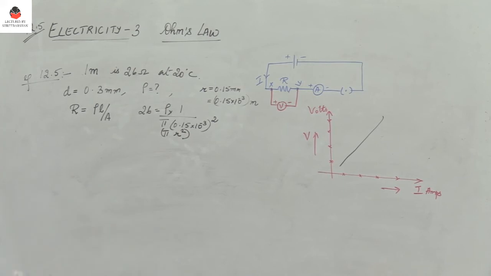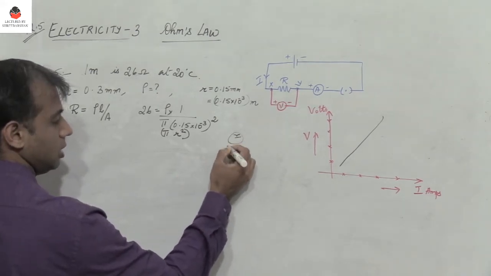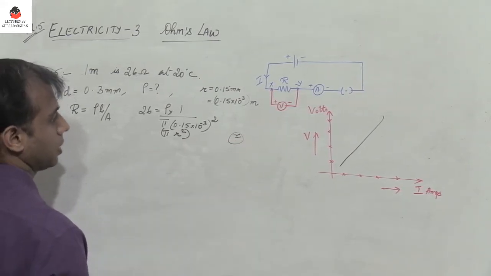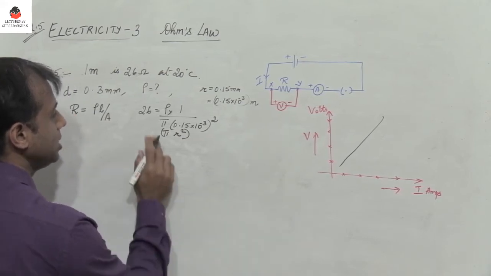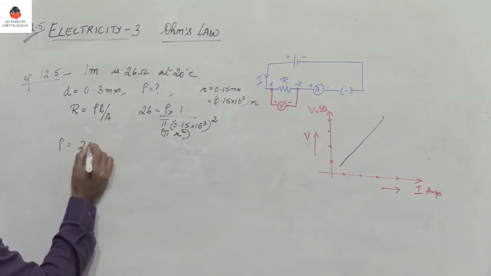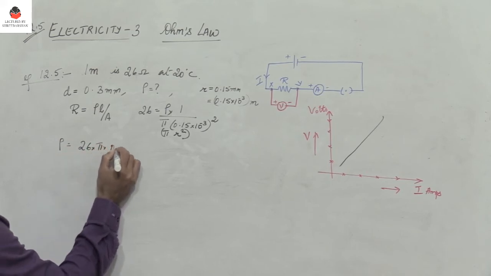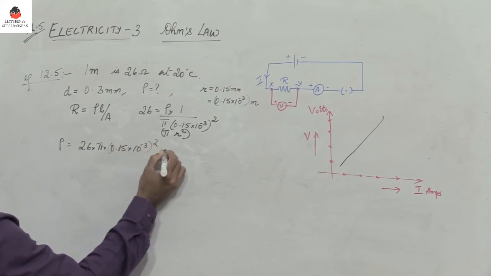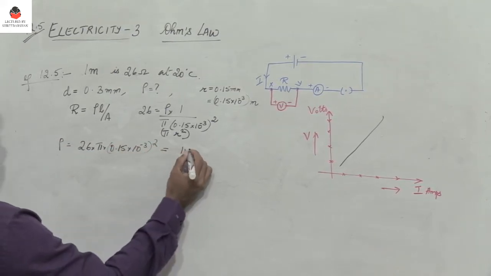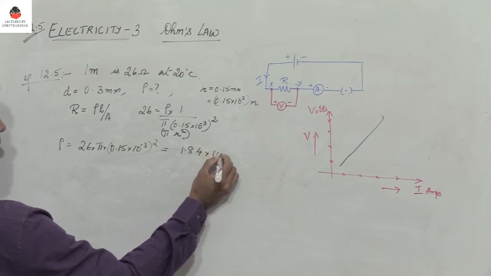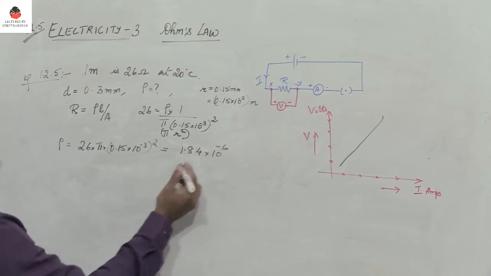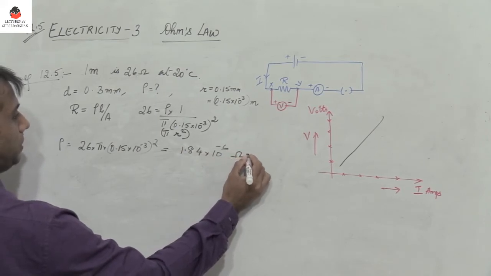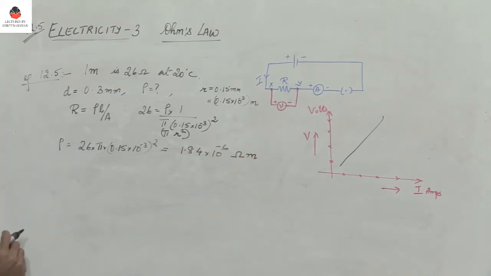So you know that the radius of the wire is r. If the radius of the wire is r, then the area of cross section is pi r square. So now what is rho? Rho is equal to 26 into pi into 0.15 into 10 power minus 3 the whole square, and if we find the value, we get 1.84 into 10 power minus 6 ohm meter.